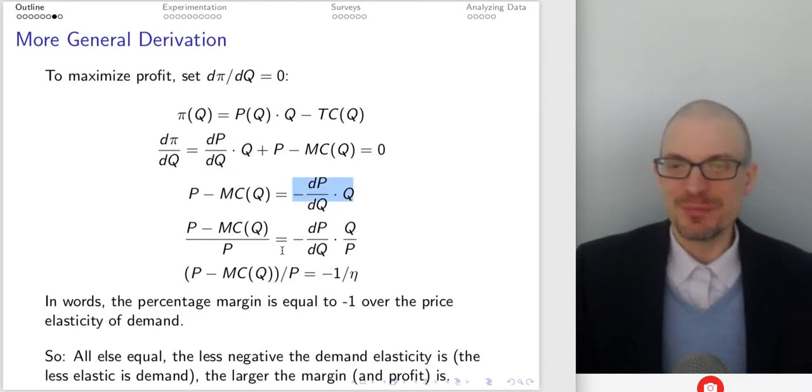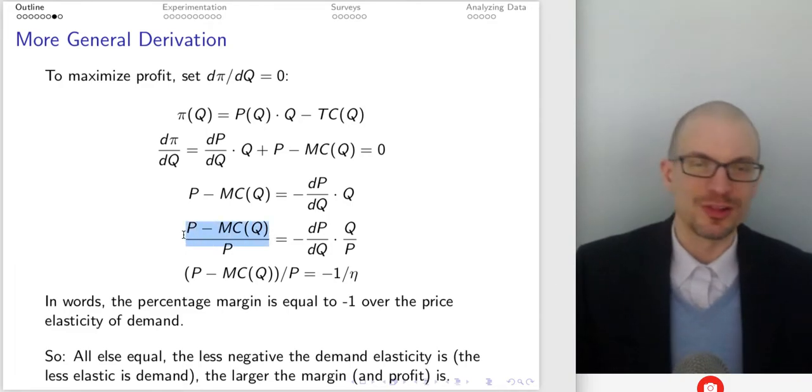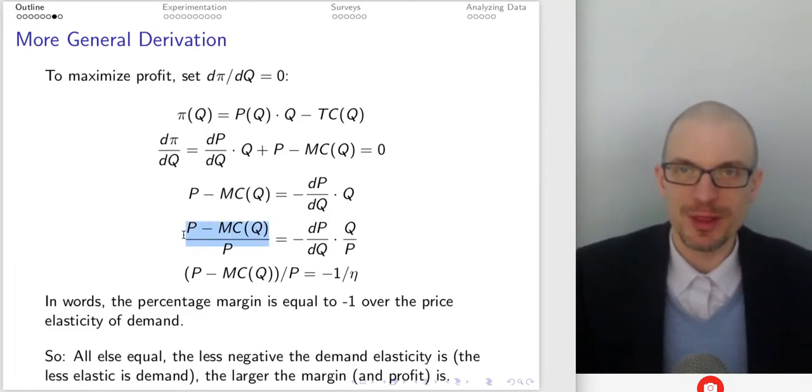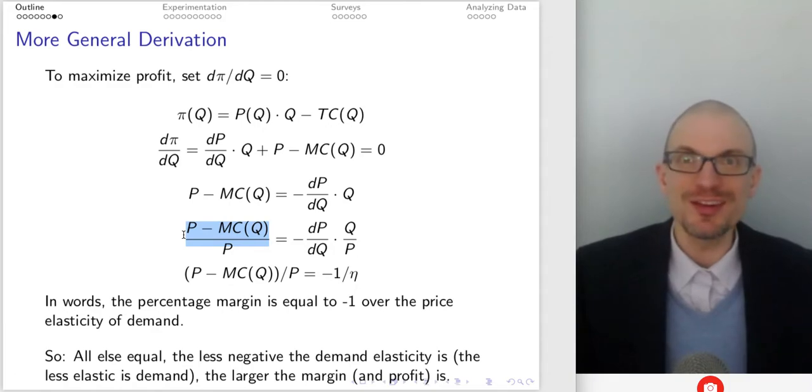All right, now I'm going to build something. I'm going to divide both sides by p. And this is kind of cool because stare at this on the left for a while. That's the markup divided by the price. That becomes a percentage markup, right? If we take the markup, the amount by which price exceeds marginal cost, divided by the price, that gives us the percentage markup.